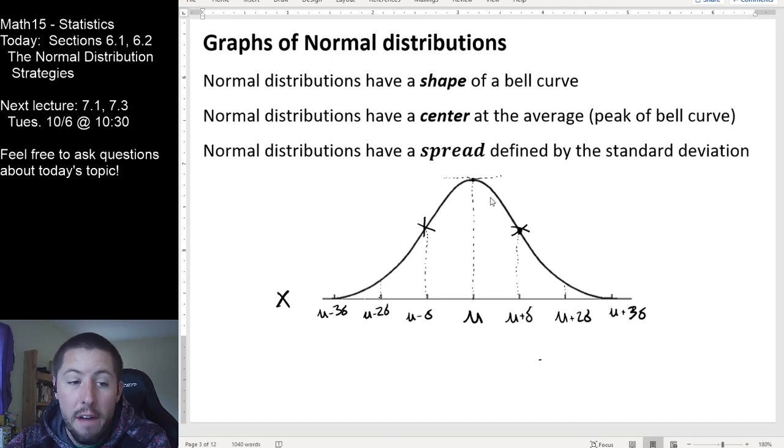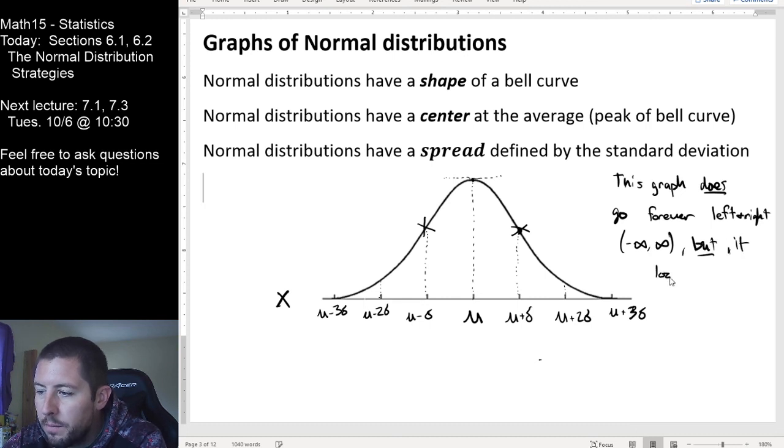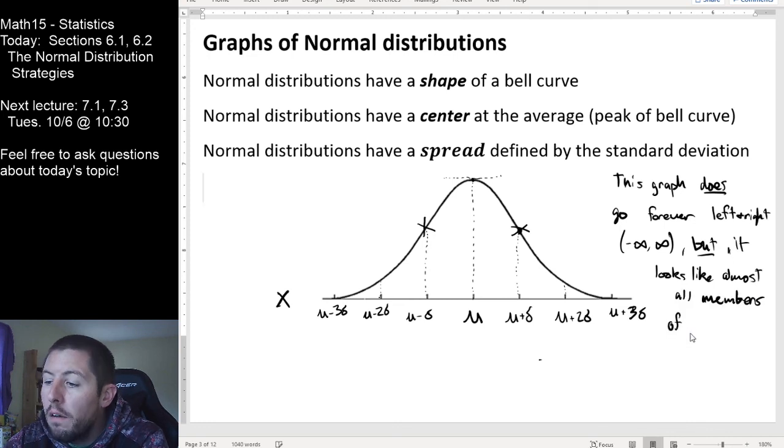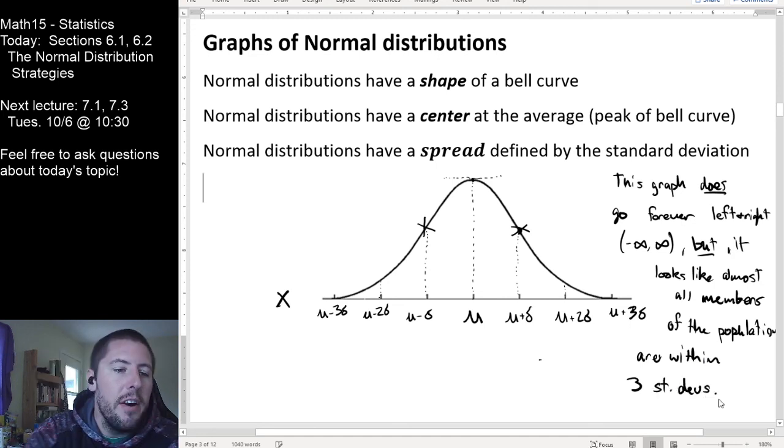So what we can take away from this diagram is this: this graph does go forever, from negative infinity to positive infinity, but it looks like almost all members of the population are within 3 standard deviations. And this is a good, very generic approximation for us to make.